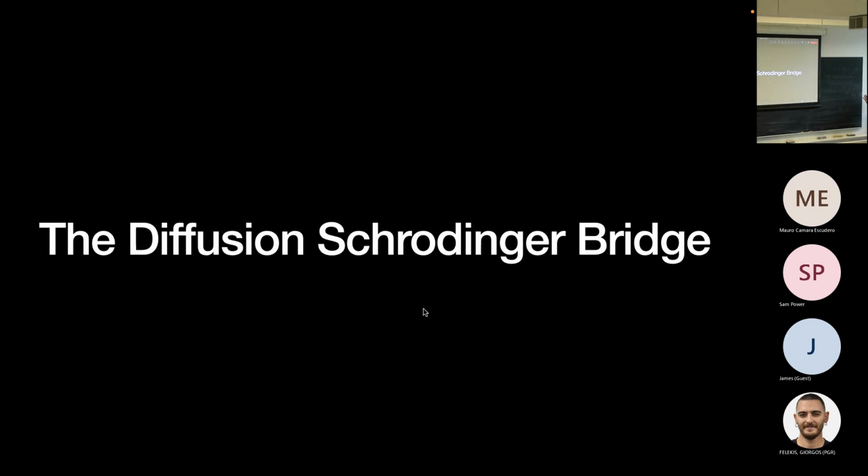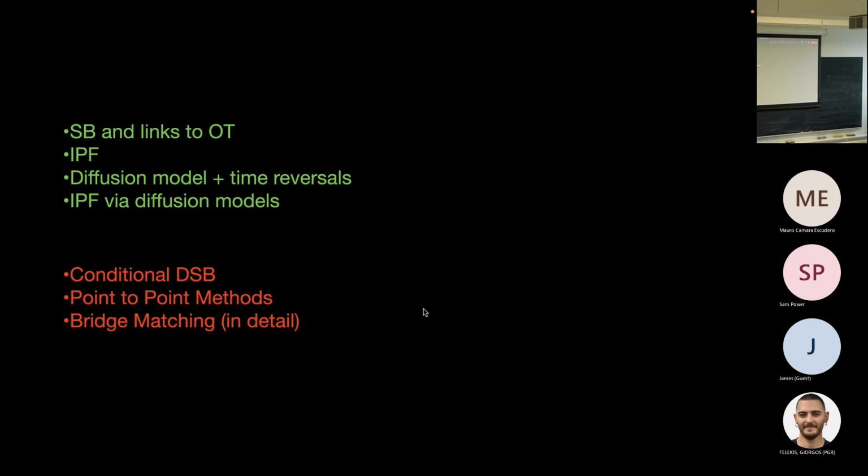Okay, so that was the Sinkhorn part, and now I'm going to go into the Schrodinger bridge part. The Schrodinger bridge is essentially a regularized optimal transport problem, but on the path space of diffusions rather than on couplings. So I'll go into some detail. What I'm going to include is the Schrodinger bridge and its links to optimal transport, IPF, the iterative proportional fitting, which is the equivalent of Sinkhorn, but in continuous state space. How to approximate this with theoretical guarantees with diffusion models and time reversals of diffusions. And how to use that to solve the IPF and solve transport problems in high dimension.